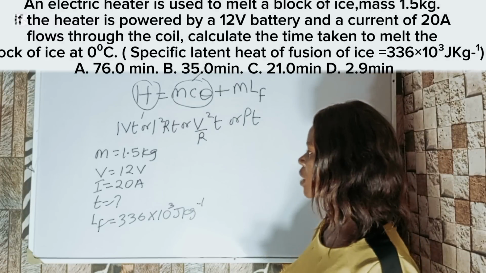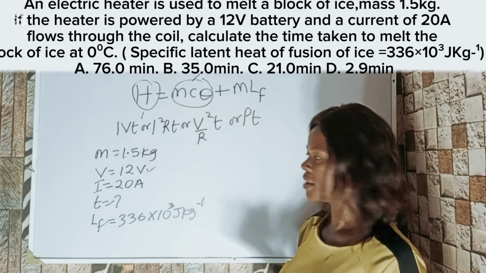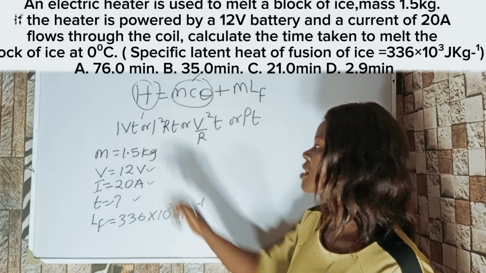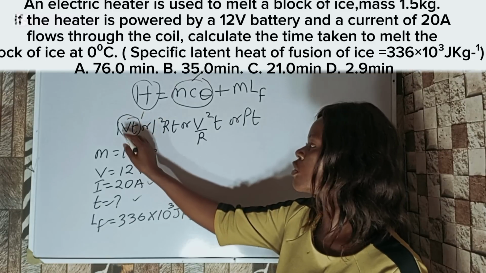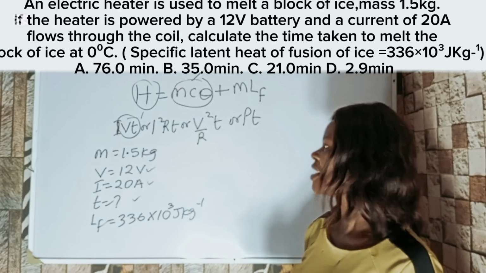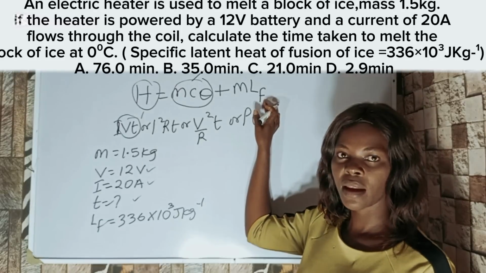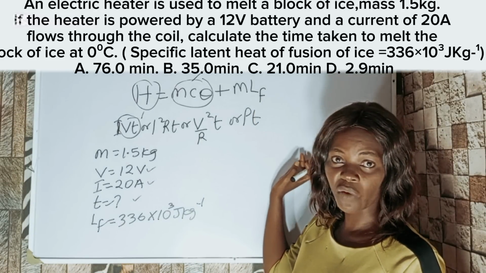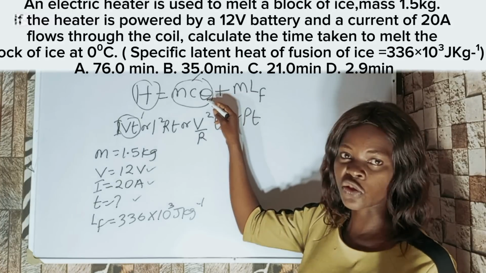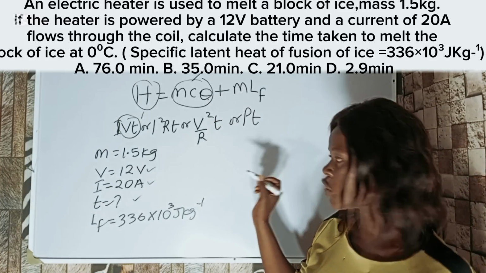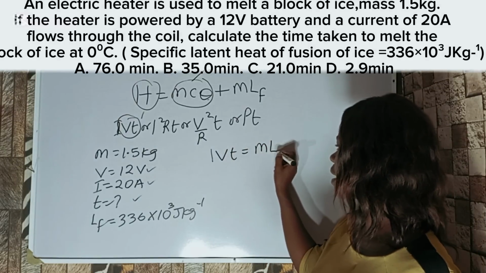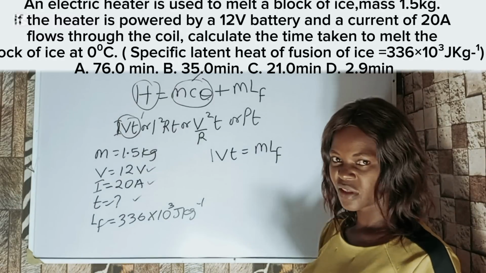Looking at the parameters we have the PD, we have the current, we have the time. So it means that this is what we are going to use under the quantity of heat, which is IVT. Is that clear? Now that is equal to MLF. Because at latent heat of fusion, the temperature remains the same. So that means MC theta, temperature here is equal to 0. Everything cancels out. So what you are going to use is IVT equals MLF. It's just as simple as that.